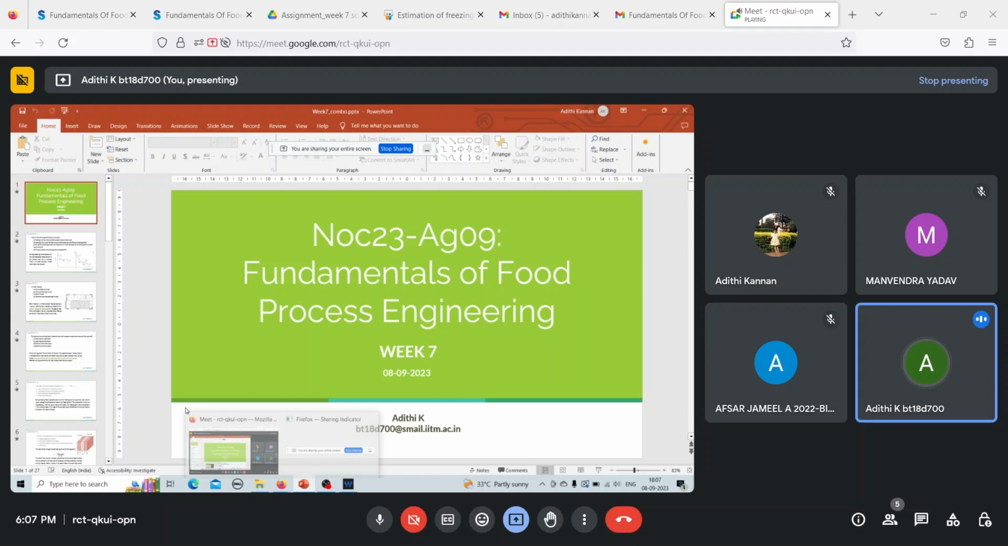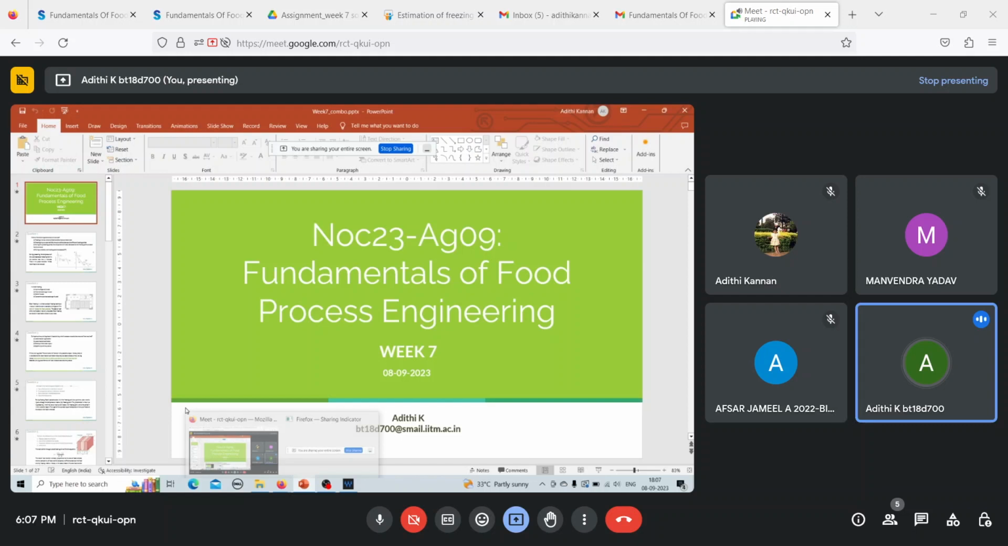So delta H1, which is the enthalpy change occurring in the pre-cooling stage, that is this stage. In the pre-cooling stage, the enthalpy change delta H1 is equal to rho U, which is the density of the unfrozen product, because here it is not yet frozen. You are just cooling the temperature. So density of the unfrozen product into Cp of the unfrozen product, into Ti, which is the initial temperature, minus Tfm, which is the mean freezing point. This is the delta H1.